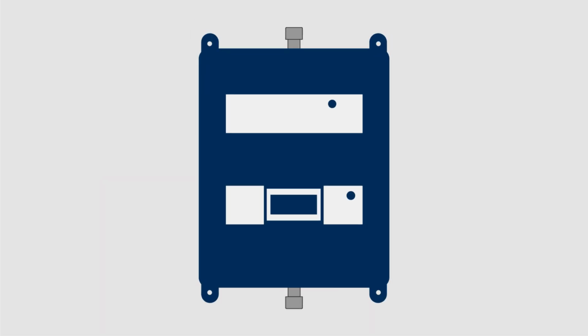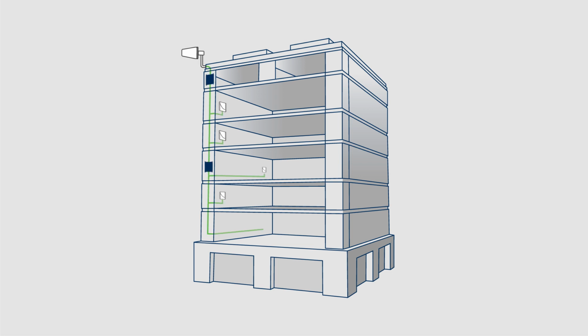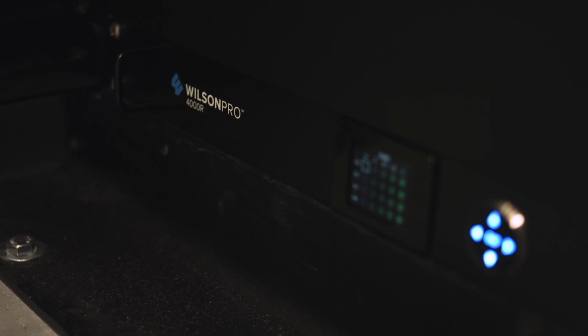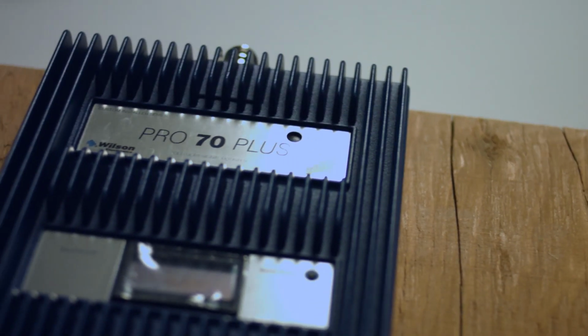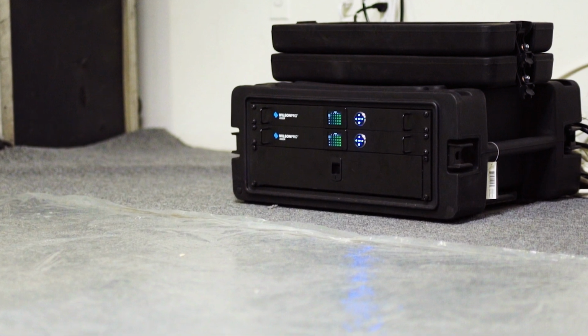Cellular amplifiers come in a range of sizes to cover anywhere from 5,000 to 100,000 square feet with a single amplifier. Multiple units can be connected to a single donor antenna if needed to provide larger coverage areas. These amplifier units can be located anywhere in the building from server rooms to data closets or anywhere else that it is required. So you can cover nearly any sized building using passive DAS.